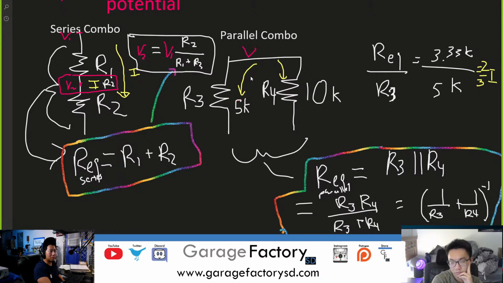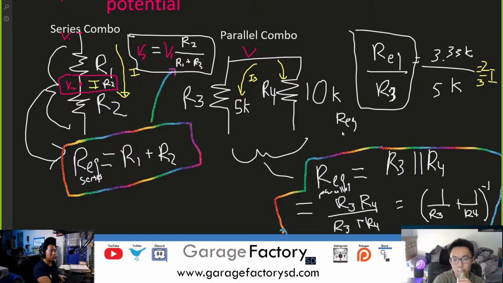of the current through R3, and then this is going to get 1/3. So this is the current divider equation that you need to use. REQ over your resistor, so R3 to solve for I3, and then for R4 you have to do REQ over R4, which is going to be 3.333K over 10K, and that's going to get you 1/3 I.